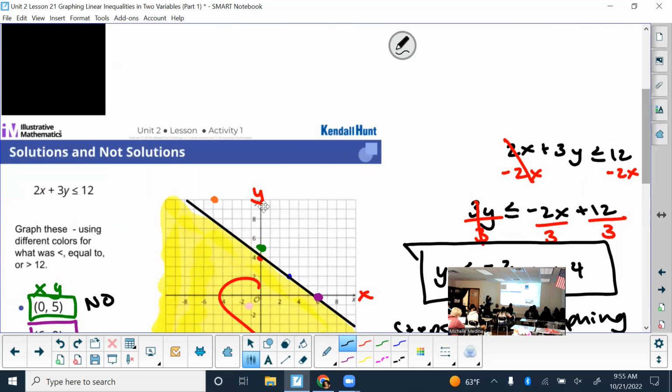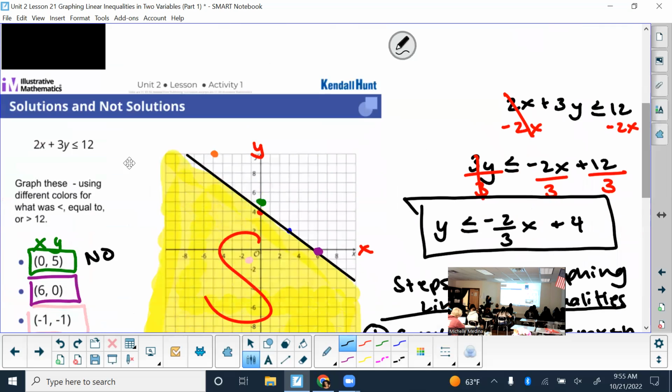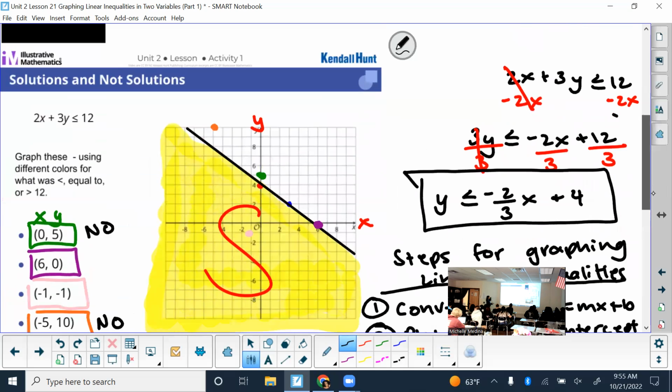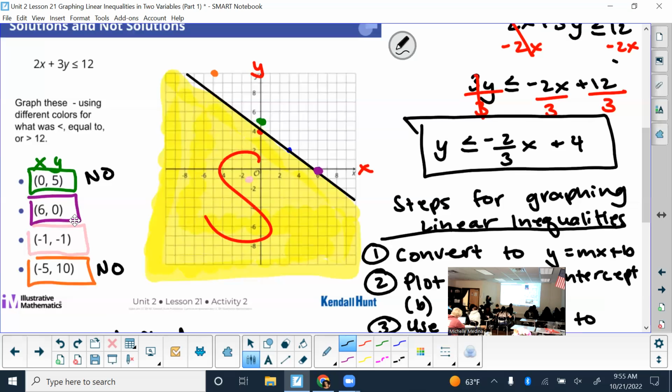It was 15, which is not less than 12, right? So that makes sense. You can do it algebraically, you can do it by graphing. Now, is 6, 0 a solution? You already said it, yes. Why is it a solution? It's on the line and the line is solid.